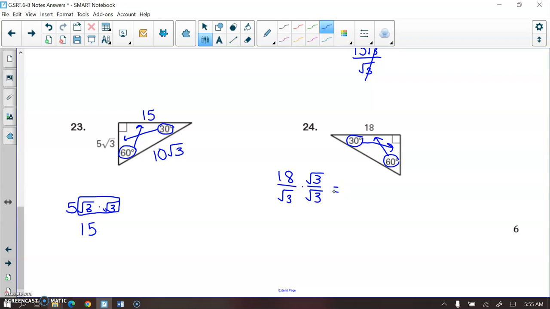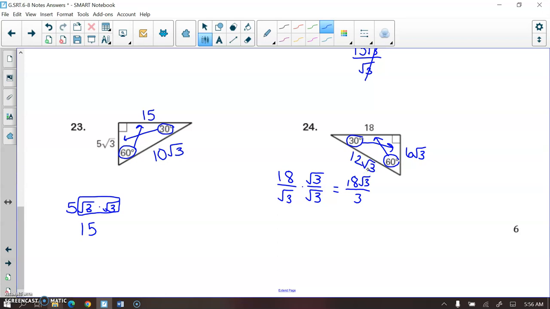And so I wind up with 18 root 3. And a root 3 times a root 3 is 3. And then 18 divided by a root 3 is a 6. So I have 6 root 3. Then I'm going to take that and multiply it by 2 to get my hypotenuse.